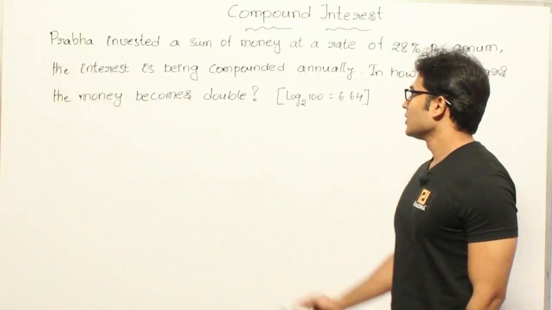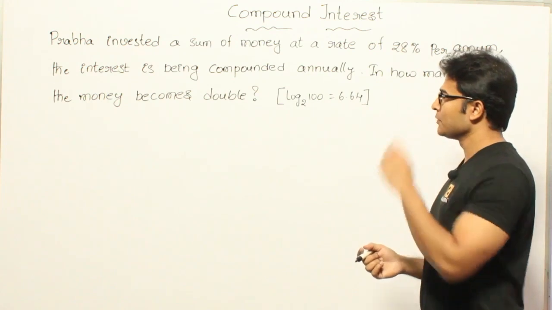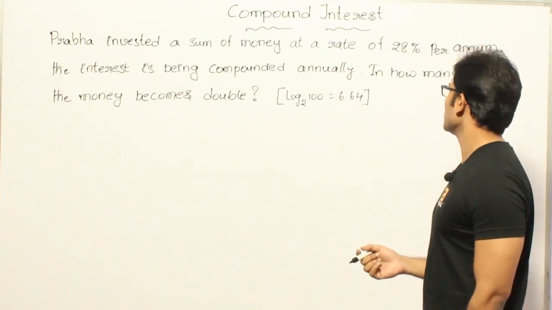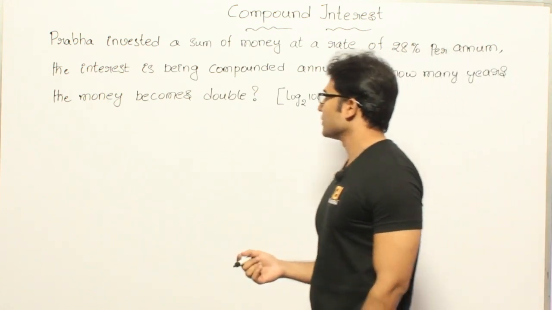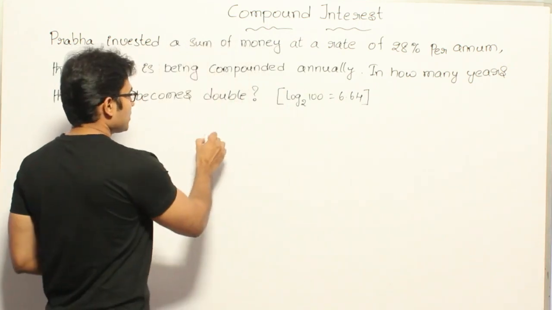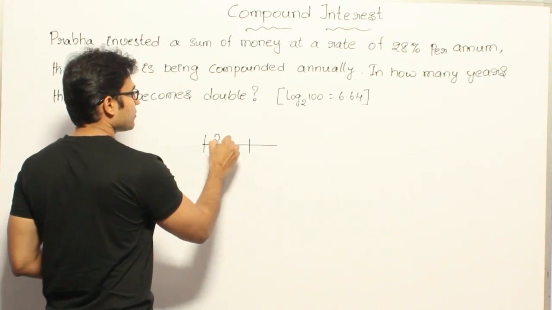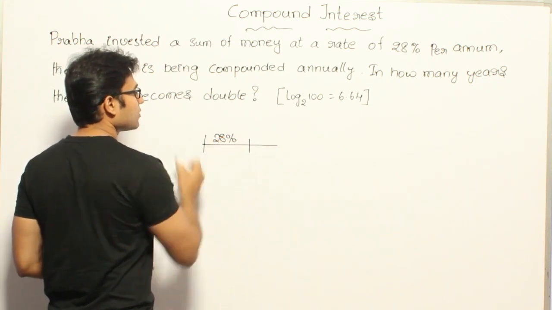Let's see this question. Prabha invested a sum of money at a rate of 28% per annum. The interest is being compounded annually. Then in how many years does the money become double? So they are saying that we are investing some money at a rate of 28% per annum. So every year we are going to get 28%.